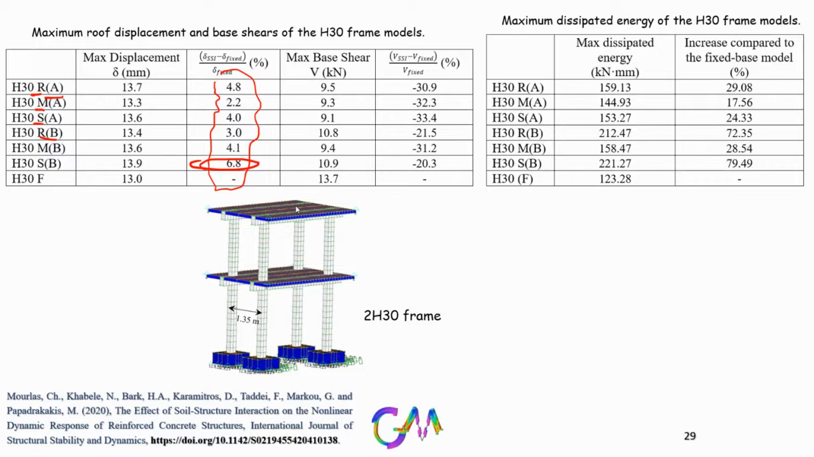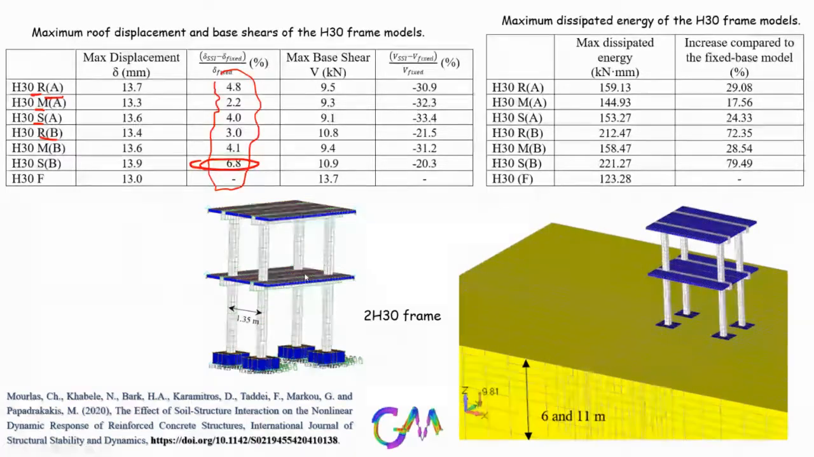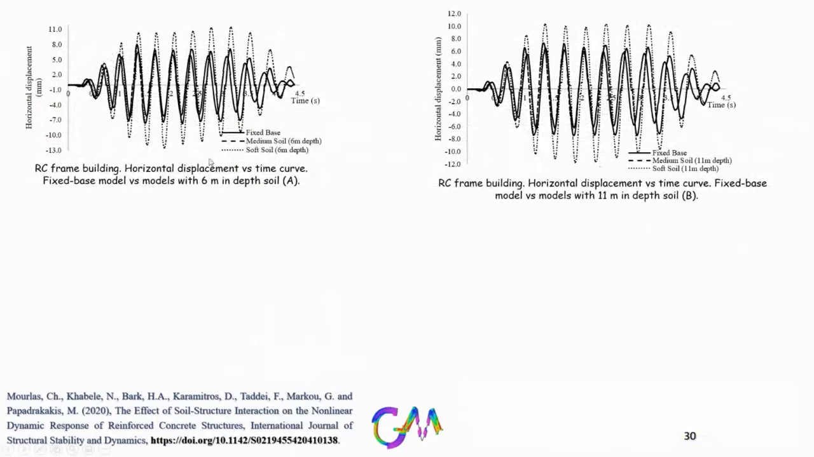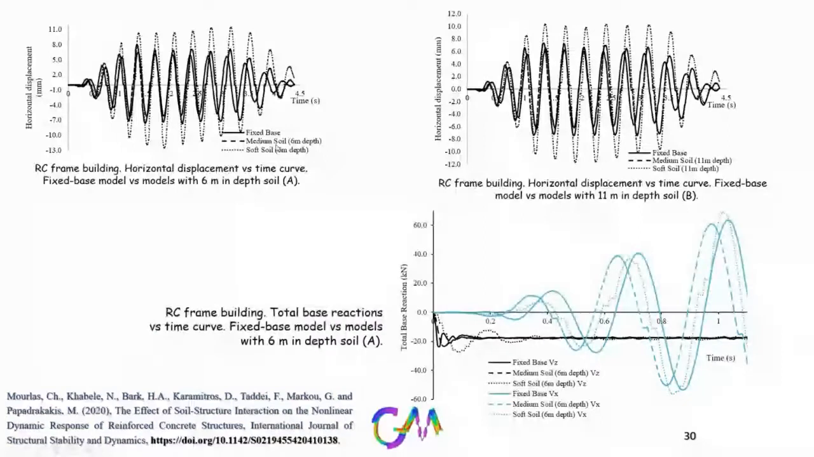Now, the single-span two-story reinforced concrete specimen was doubled, and we created a more realistic structure and modeled it in order to investigate the mechanical and dynamic response of this framing system. As you can see here, this is the horizontal displacement versus time. And the dashed line, which is the soft soil, derived the largest deformation for this first dynamic wave.